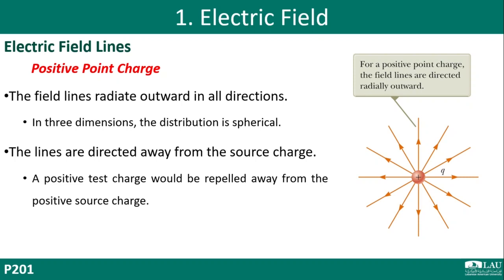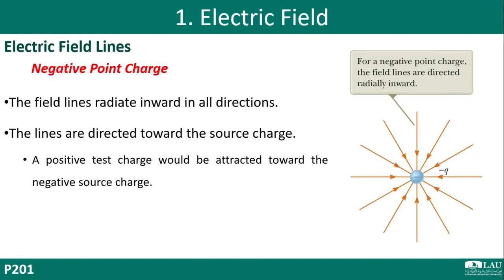So for a positive charge, the lines are directed away from the source charge. That's why if we have a test charge, the two charges will repel. The source charge Q and Q0, we will have a repulsion force.